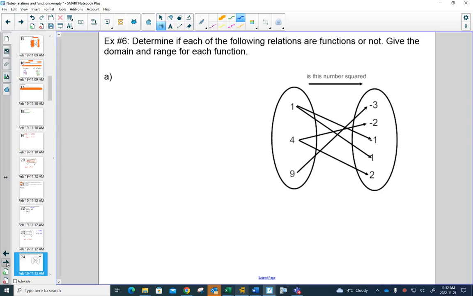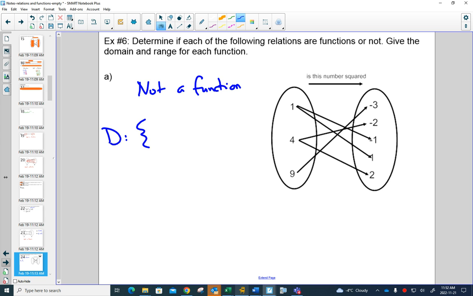The question says, is this a function or not? No, not a function, not even close. There are lots of things wrong with this one. The 1 and the 4 are bad. But we can still say the domain.